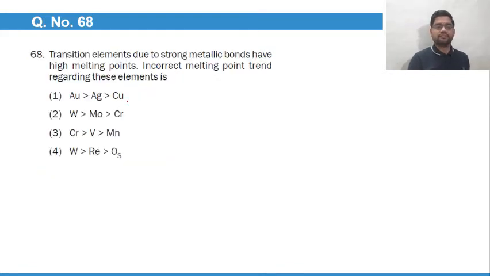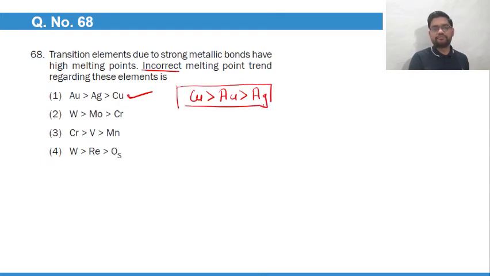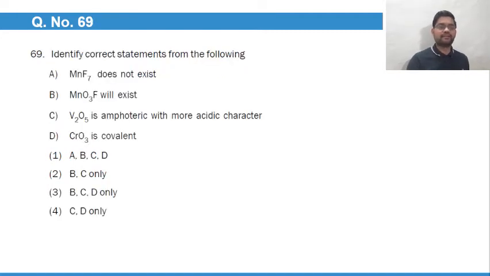This statement is also true, and hence both the options are right. Clear? Now, transition elements due to strong metallic bond have high melting point. Incorrect melting point trend regarding these elements will be. Okay, this is an exceptional case that you have to remember, and they have asked for the incorrect one. So this has to be the answer because the actual order will be copper, gold and silver. So this is the order. Okay, so incorrect is that particular thing. 68, option number 1.